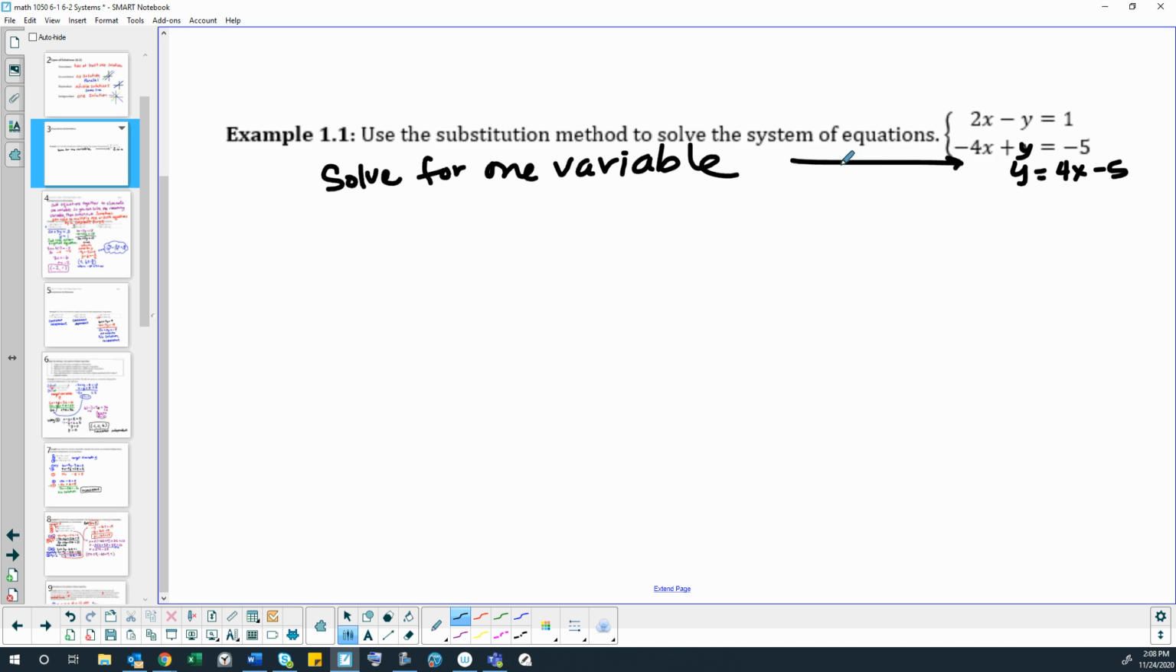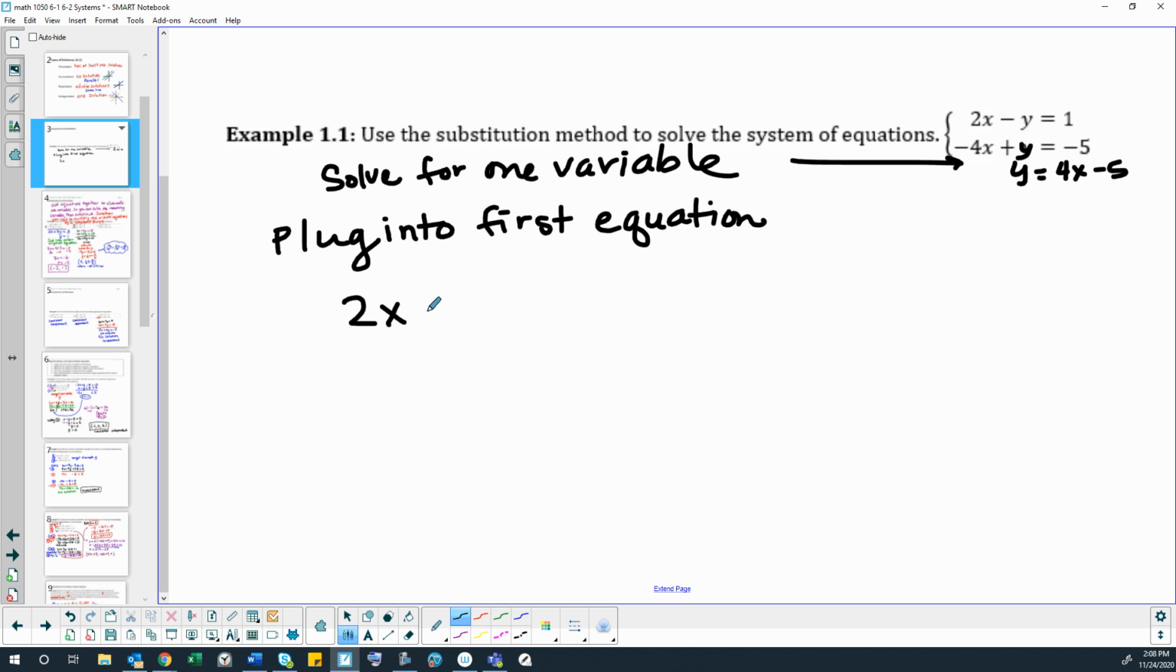Then we are going to plug that into the other equation. So since I solved the second equation, I'm going to plug it into the first equation. And when I say plug it in, that means I'm taking everything that y equals and plugging it in place of the y value. So instead of 2x minus y equals 1, we take out the minus y, and we move over the 1, so minus, and we're going to replace that y value with 4x minus 5.